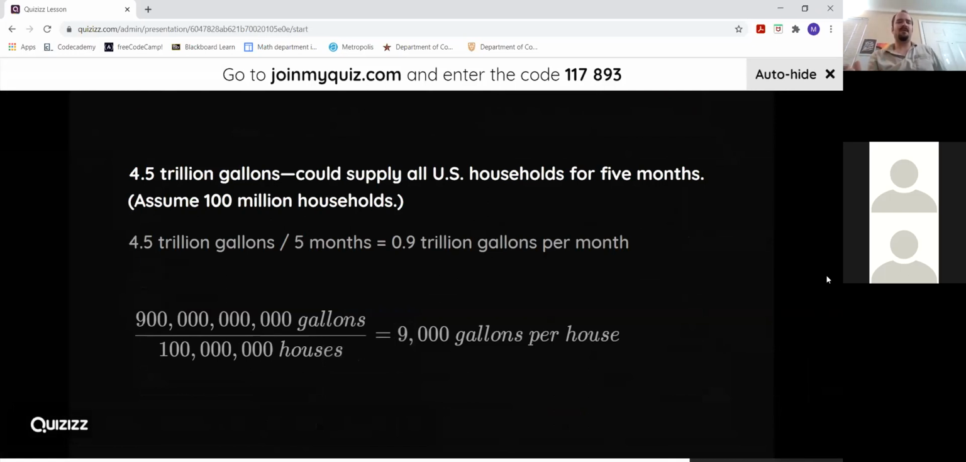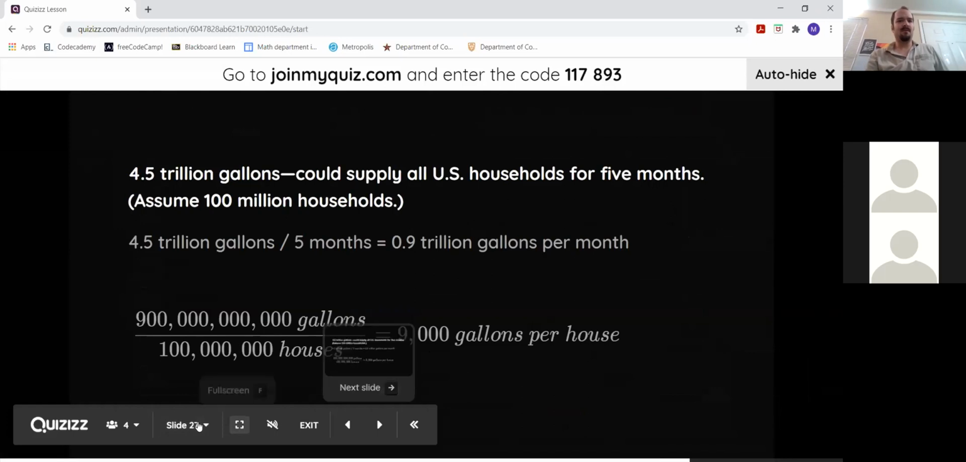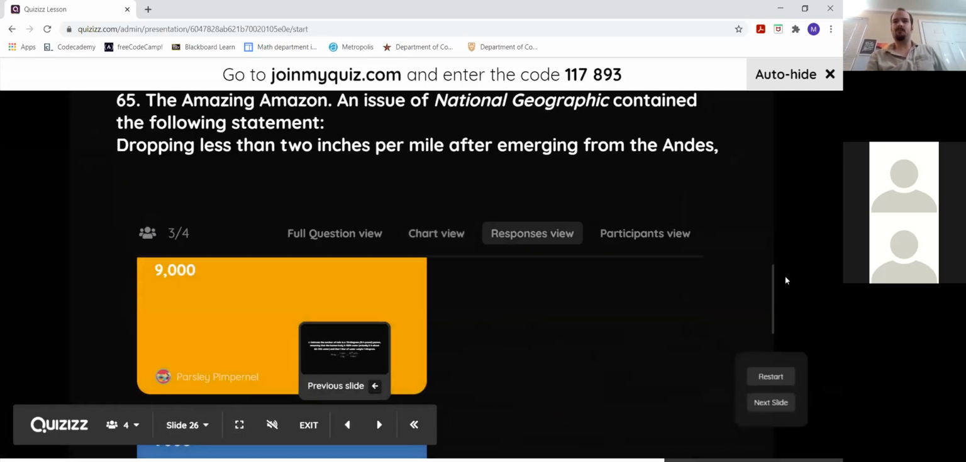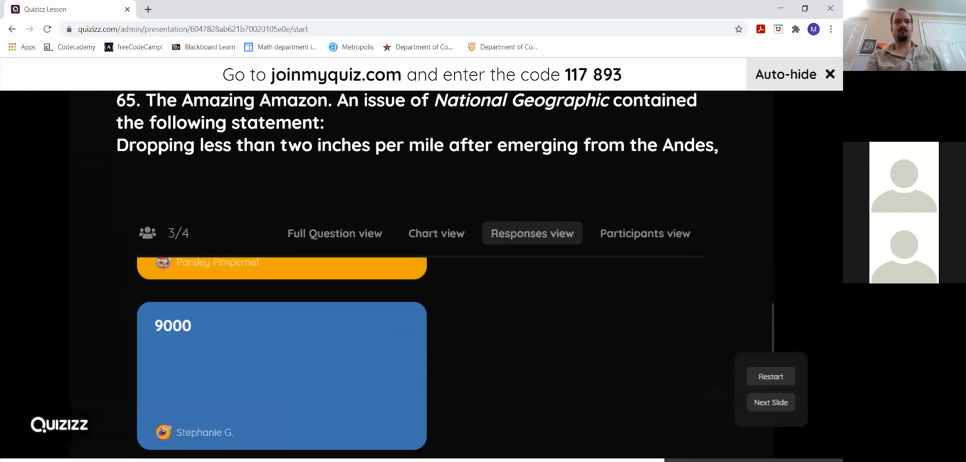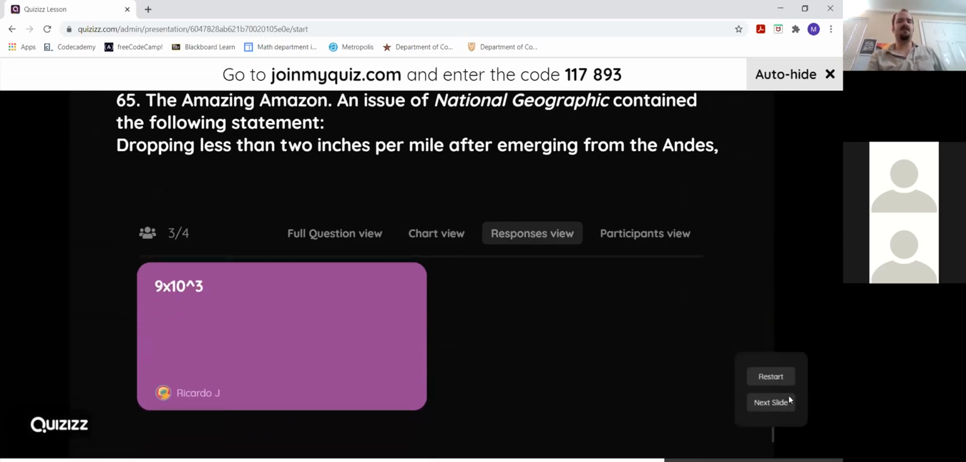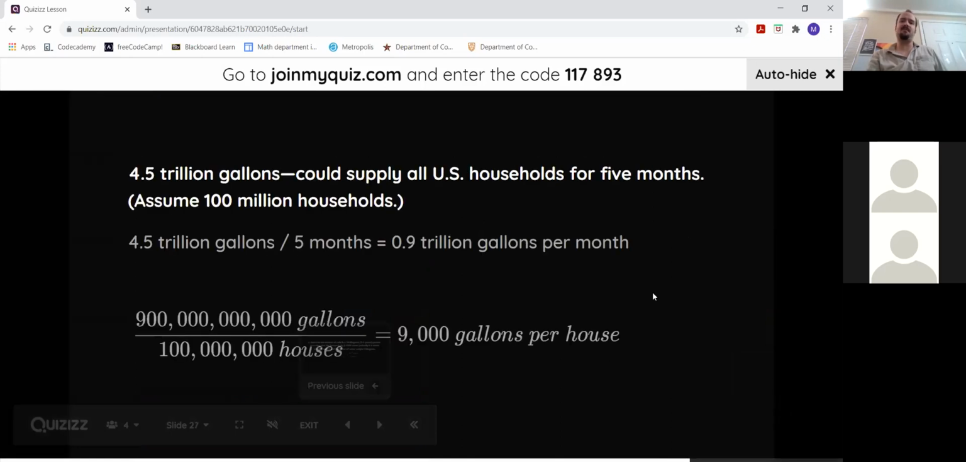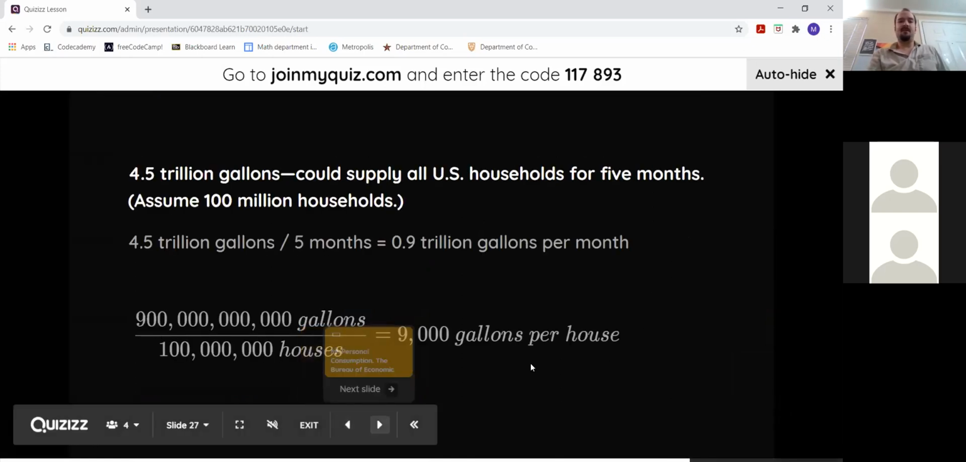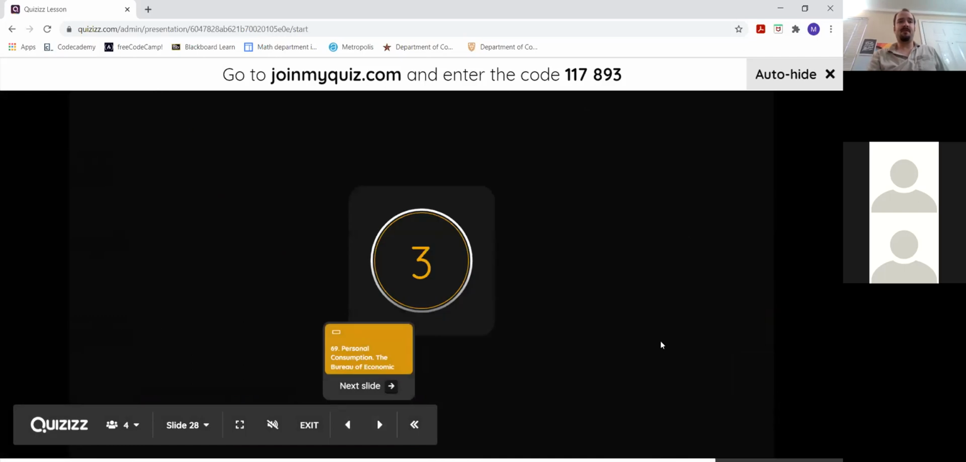$9 trillion. So you gotta make sure you put enough zeros there. What are y'all telling me? I didn't even look. $9,000. That's it. 9 times 10 to the third. Y'all got it correctly. It's just the computer's being angry.